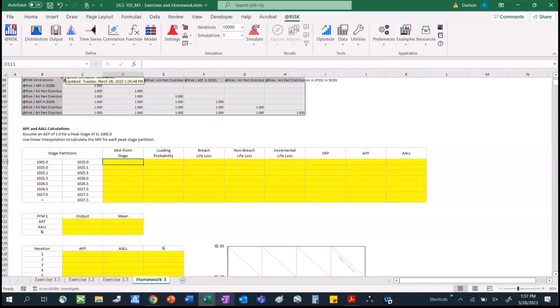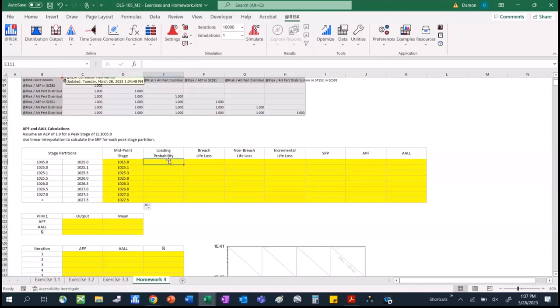If we remember back from module 2, we'll need to start with our midpoint stage. That's just going to be the average of the two stages that define the partitions. I'll grab that and copy that all the way down. The midpoint stage for the last one is not really the midpoint; it's going to be the elevation at the top, our highest value, the one that we're going to be exceeding.